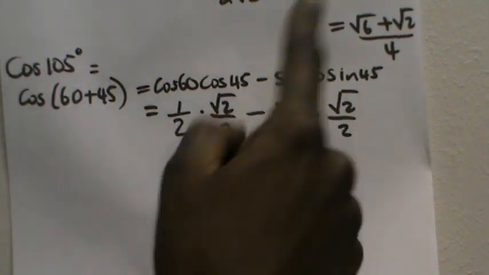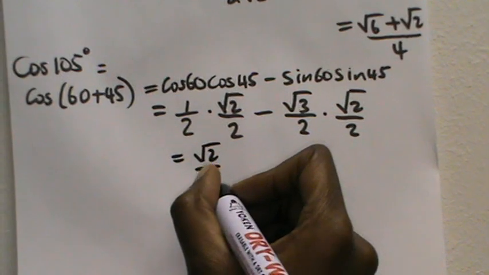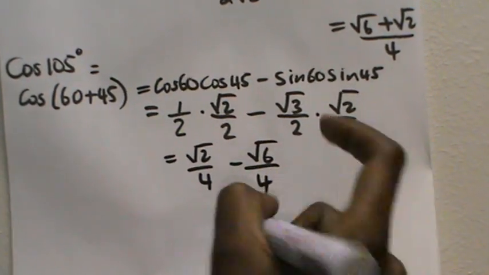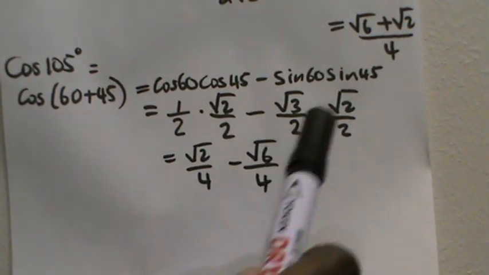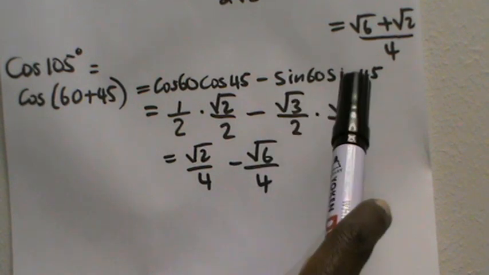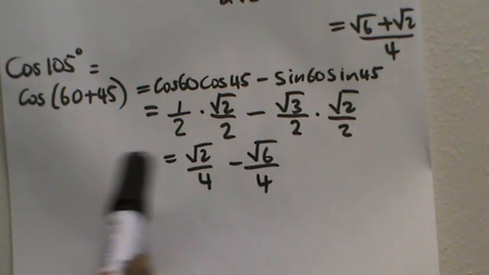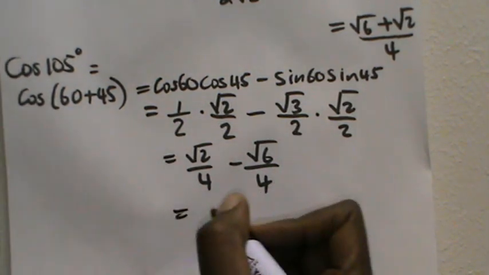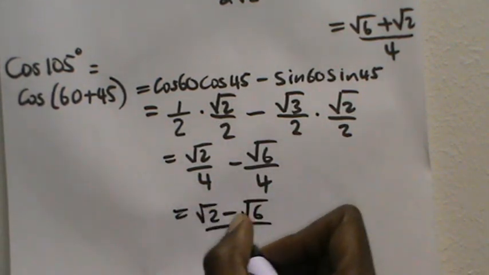Okay, so I multiply the numerators out. So I have root 2 over 4 minus square root of 6 over 4. So remember here, two square roots multiplying, the numbers under the square roots multiply each other. So it's 3 times 2, which is 6, and then they're under one square root. Okay, so here the denominators are the same, so I can combine these two. This is square root of 2 minus square root of 6 over 4.